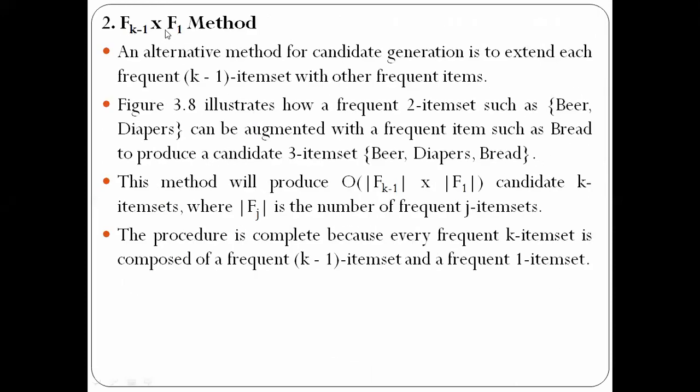The second method is Fk-1 into F1. In the case of Fk-1 into F1, we will be joining the frequent k-1 item set with the frequent 1 item set. This is one of the alternative methods for candidate generation. Here we will be merging or extending the frequent k-1 item set with the other frequent item sets. Normally we will be considering frequent 1 item sets for the merge.